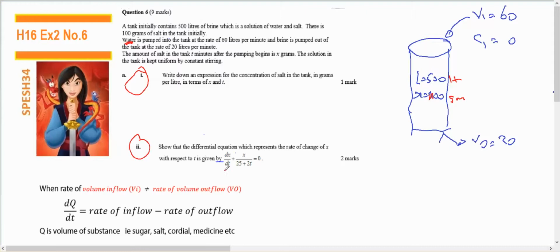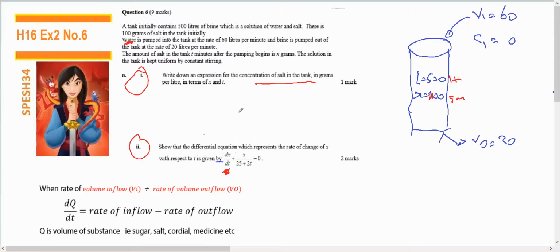Okay, the difference between part 1 and part 2. Part 2 is asking for the rate of dx dt, that is, dq dt, the difference in the amount of salt per minute. Part 1 is actually asking for the amount of salt in the tank.